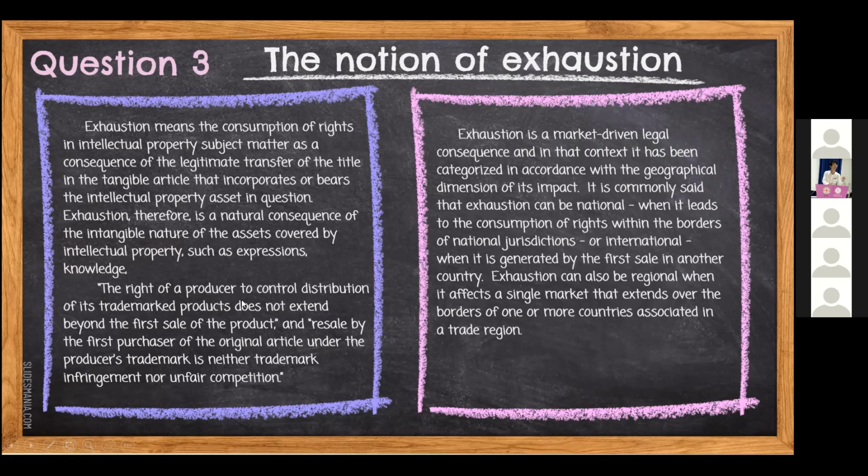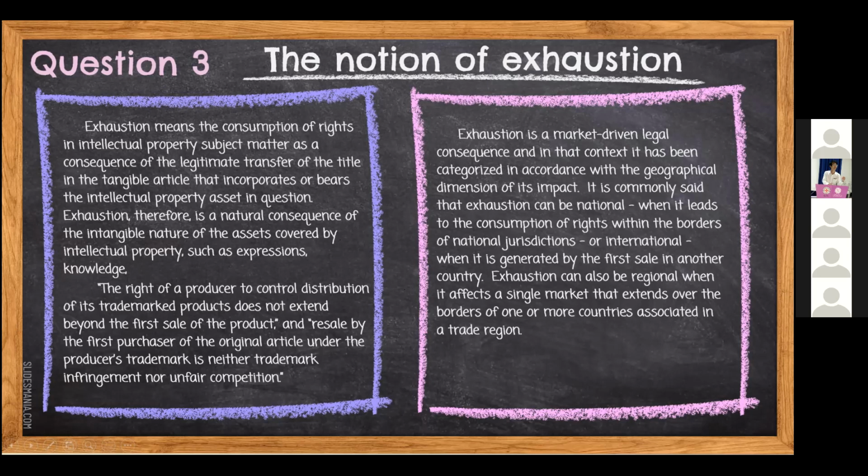The right of a producer to control distribution of its trademarked products does not extend beyond the first sale of the products, and resale by the first purchasers of the original article under the producer's trademark is neither trademark infringement nor unfair competition.